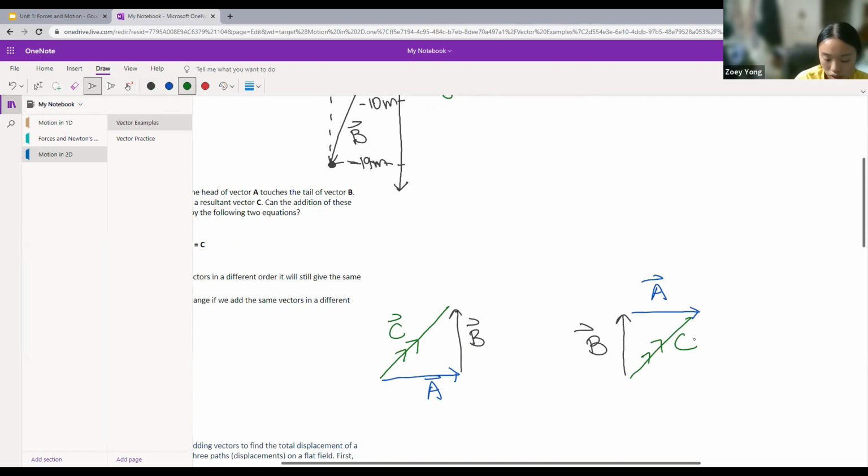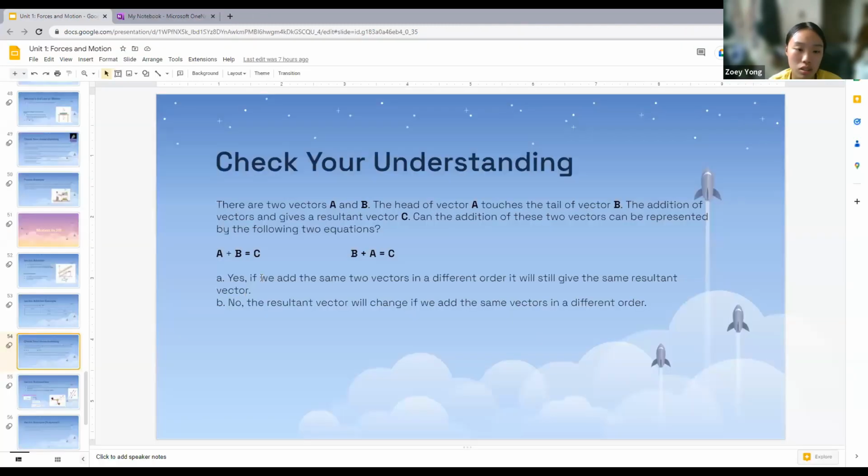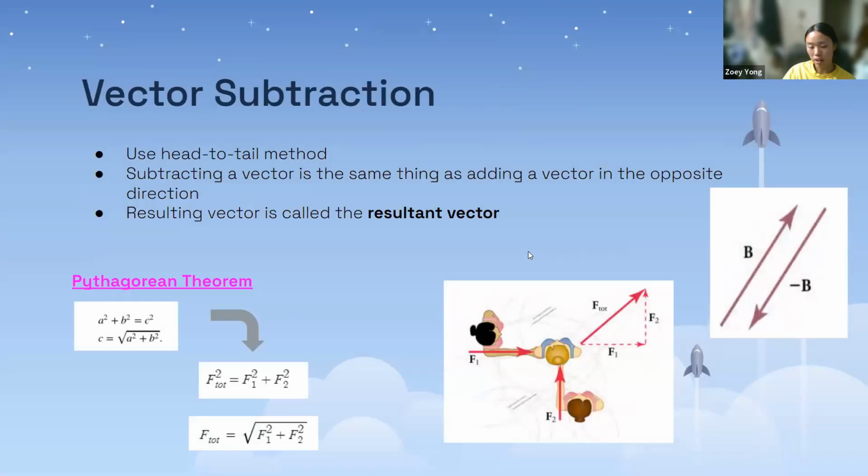They're pointing in the same direction and they're the same length. And that's A and Y. You are right, that A is correct. If we add the same two vectors in a different order, it will still give the same resultant vector. So we just added vectors.